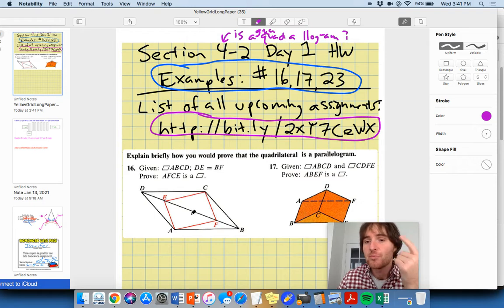We're probably going to have to prove it's a parallelogram at some point, so that then we can use maybe one of the properties we know about parallelograms, right? One of the theorems we know about parallelograms to prove something else on that parallelogram. Anyways, we don't know this is a parallelogram yet, and this is ACFE. So this is what we're going to have to prove is a parallelogram, okay?